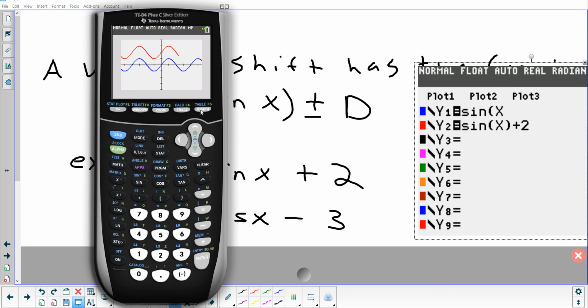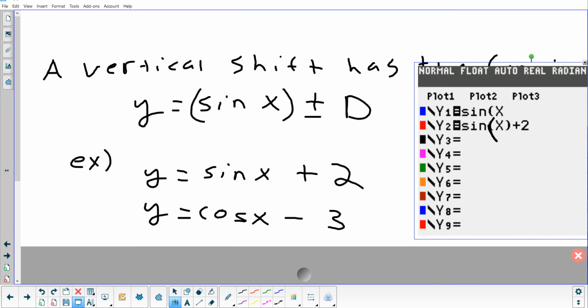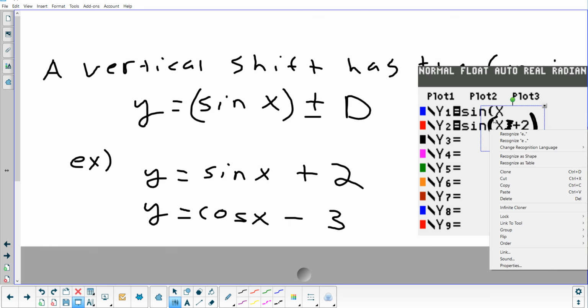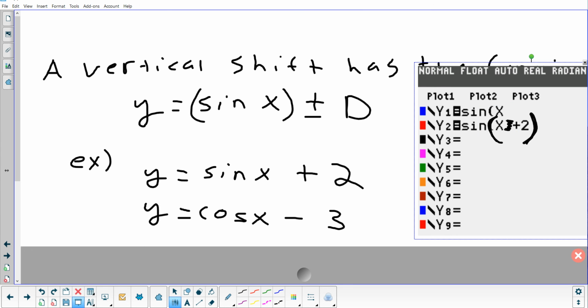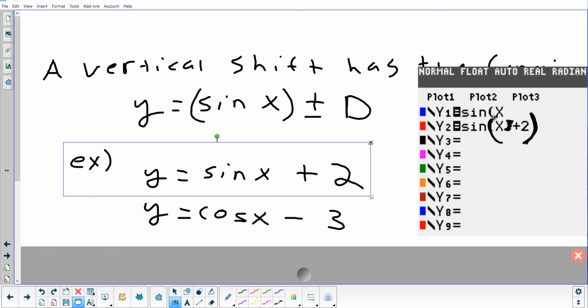Now, if there were parentheses around the x and the 2, and then carry it out, that would be a phase shift. Because now you're adding 2 to the x value, because it's in parentheses. That would move it left 2 units, compared to this moving it up 2 units. Questions on the difference between shifting left and right compared to what we're doing now, up and down?